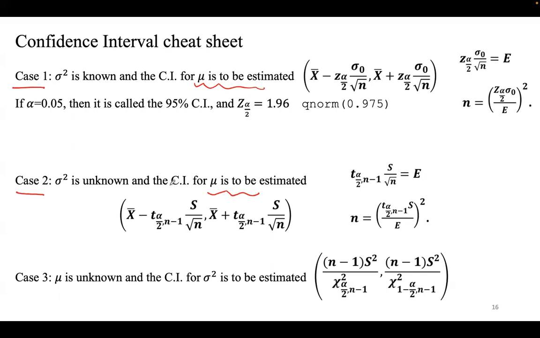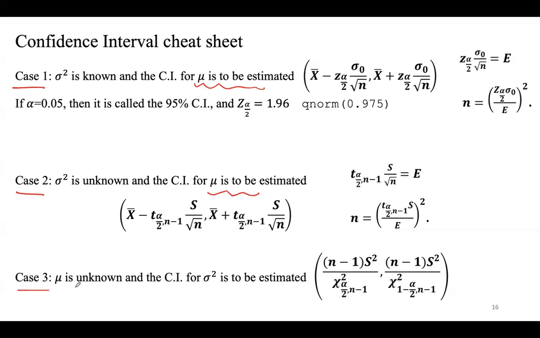The rest of this looks very much the same. It's just that instead of the normal distribution, the form here is going to be in the form of the T distribution. So that's the second part.